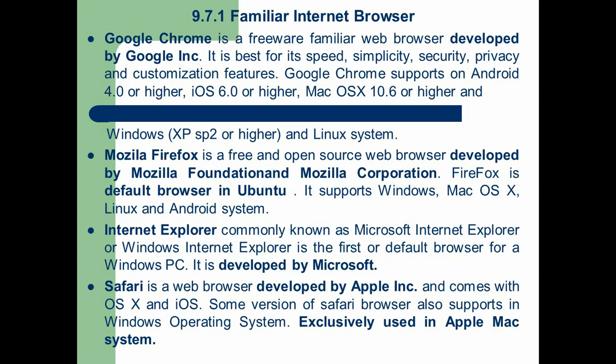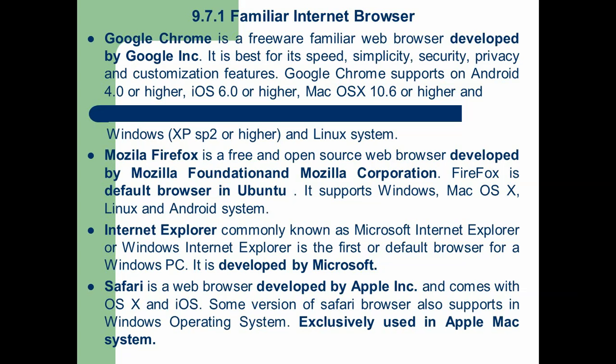Next, Mozilla Firefox is a free and open source software developed by Mozilla Foundation, Mozilla Corporation. It is the default browser in the Ubuntu operating system, which is the Linux operating system we already discussed in the previous lesson. It supports Windows, Mac OS X, Linux, and Android systems. Next one, Internet Explorer. It is commonly available in the Microsoft Windows operating system. It is the first and default browser for Windows PC. It is developed by Microsoft company.